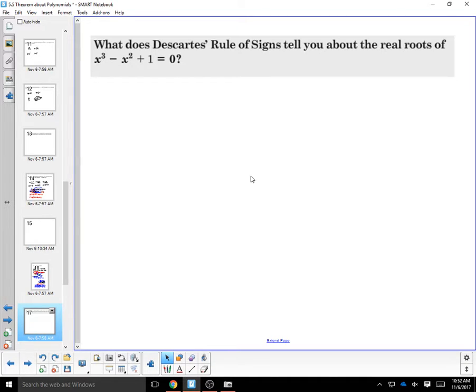Let me go ahead and go to the top here. I've got x to the third minus x squared plus 1 is equal to 0, correct? And this is a very simple rule that you're going to hopefully like.